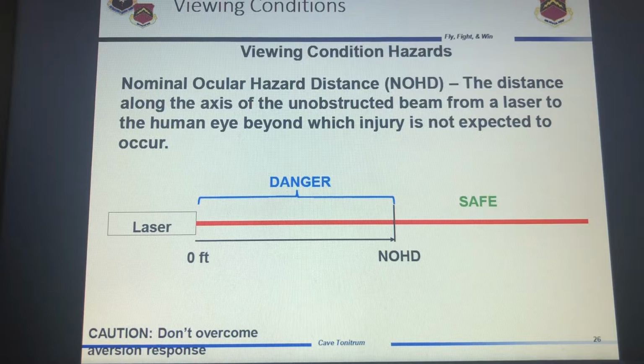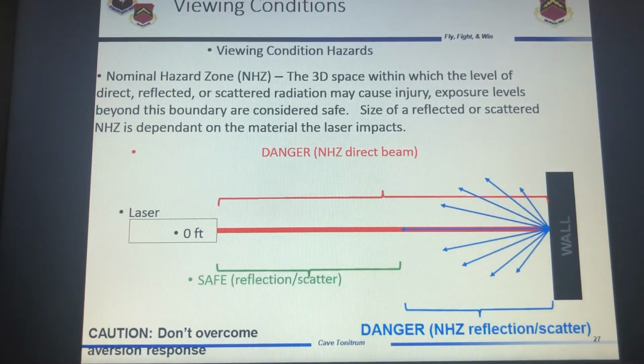And the nominal ocular hazard distance for our laser is roughly 10 feet. Outside of that, you're safe. So if you're walking by in the parking lot outside the DTRs, you will be safe. The hazard zone just talks about, like in 3 dimensions, that it would go 10 feet in any of those directions.